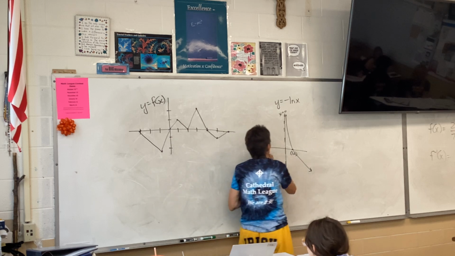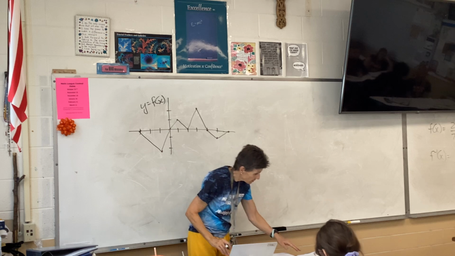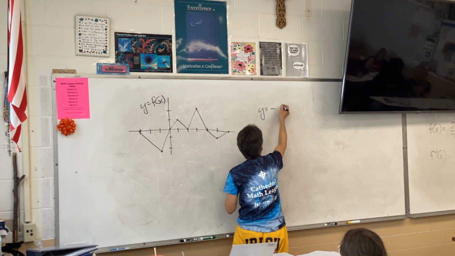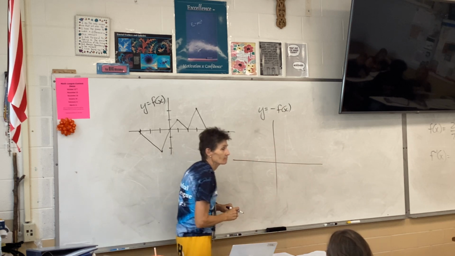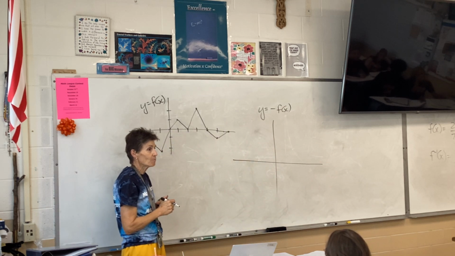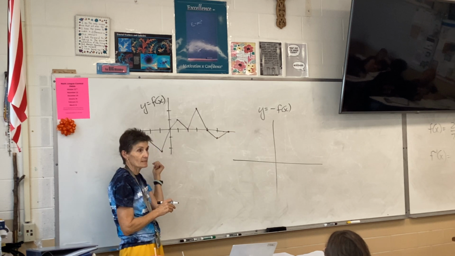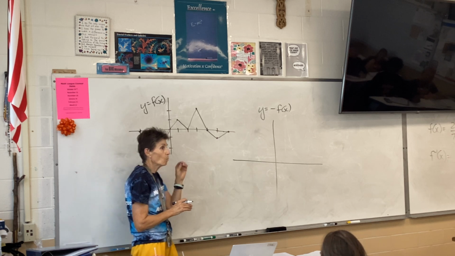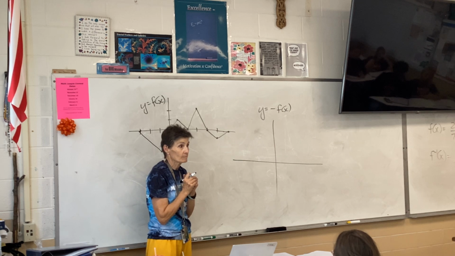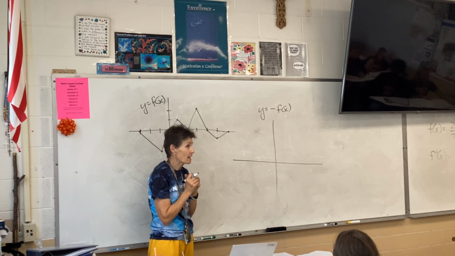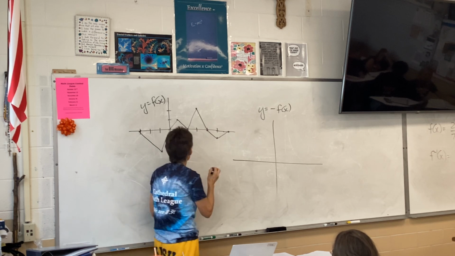Now, we are asked to graph this. So on your graph paper, you're going to graph the negative of this. Okay? So where is the negative? Out in front? And what happens when it's out in front? We draw it upside down. So what does that mean?